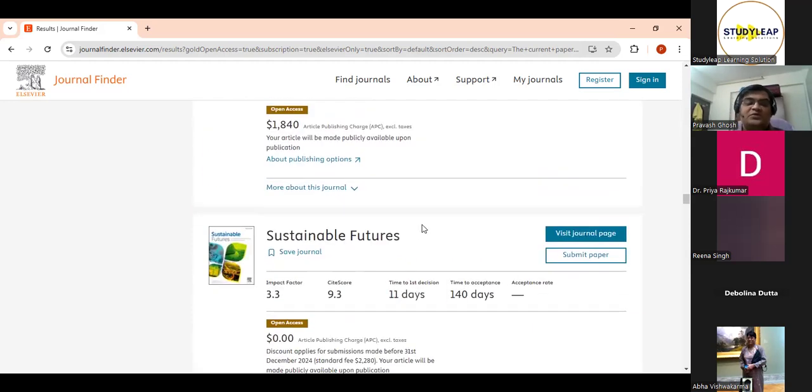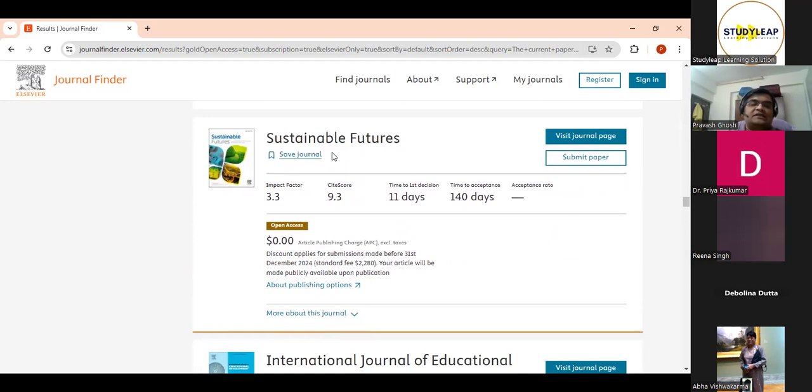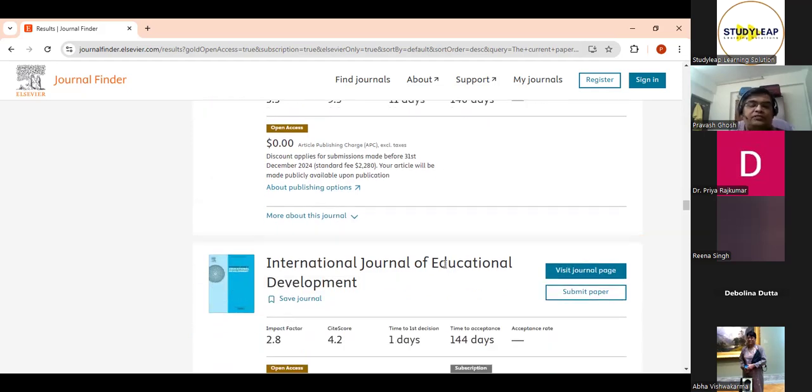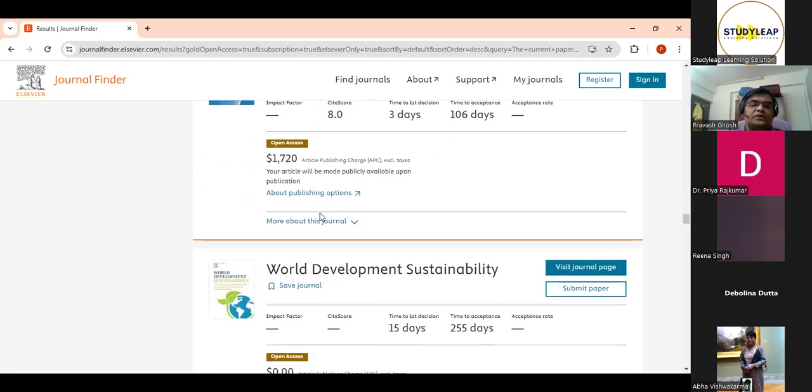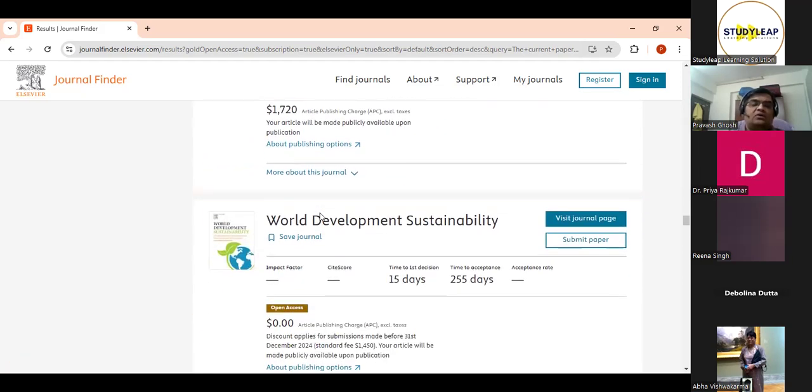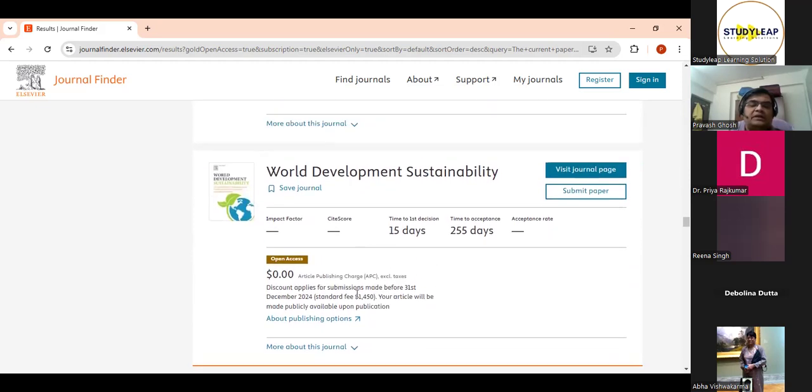Now, ma'am, just see this journal, Sustainable Future. They are open access, but they are not charging. They have $0 APC, so you can just get in touch with them. But they are taking some standard fee. Different journals have different names for it. One open standard access fee is more than $2,280. Some are there, but they are charging some standard fee, which is $1,450.